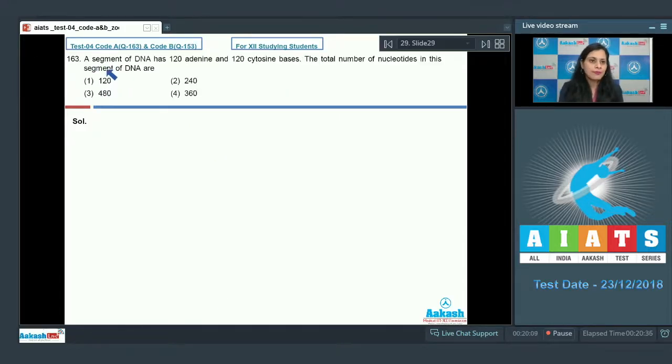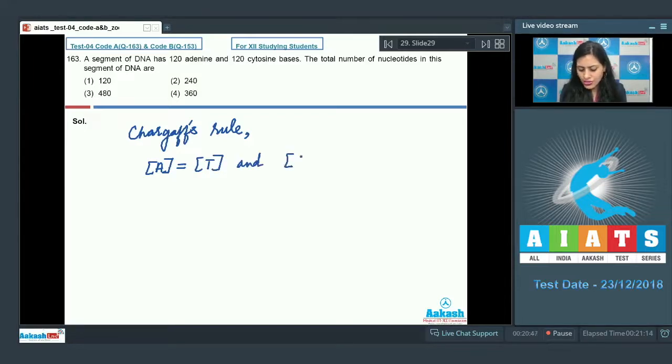Question number 163. A segment of DNA has 120 adenine and 120 cytosine bases. The total number of nucleotides in this segment of DNA are, as per Chargaff's rule, according to this rule, A would be equivalent to T and G would be equivalent to C. So the total number of adenine will be equivalent to the total number of thymine, and the total number of guanine will be equivalent to the total number of cytosine.